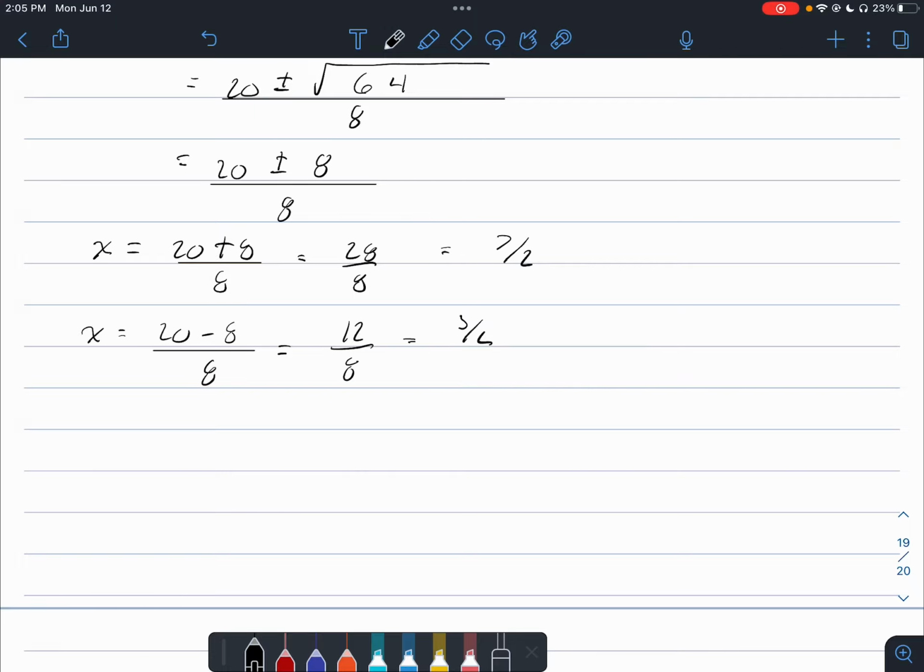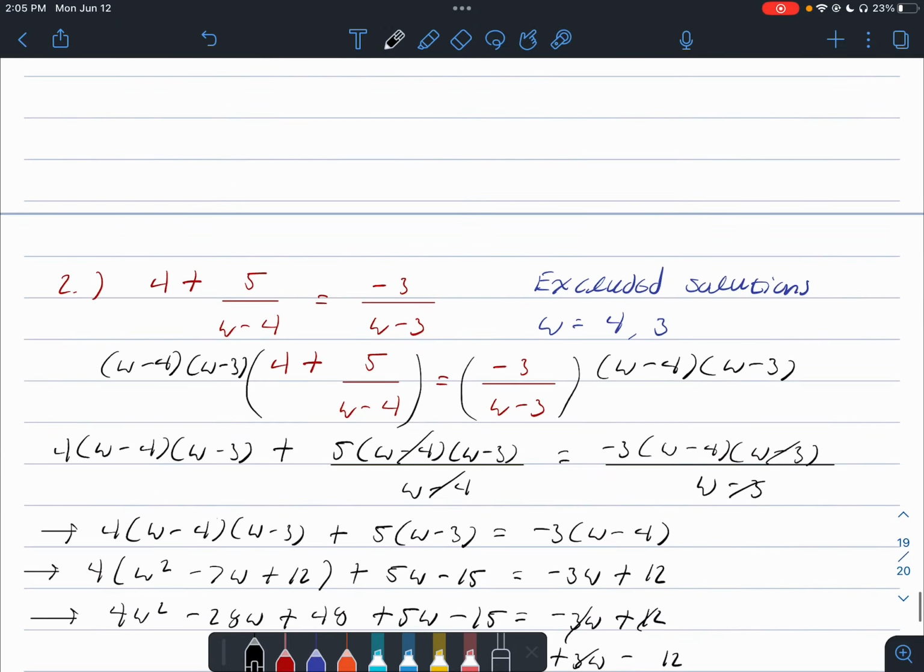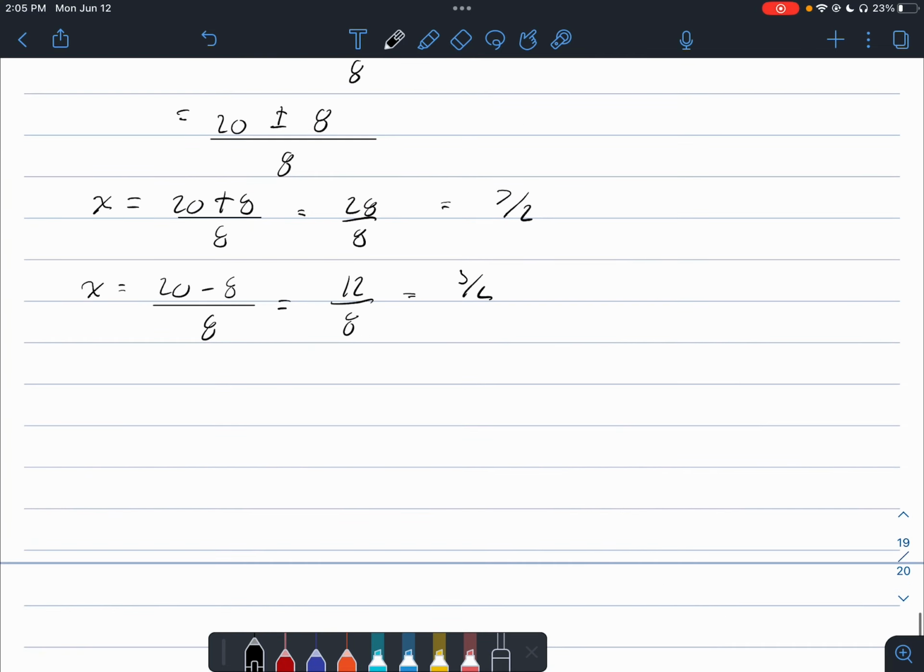So our final answer is 7 over 2 or 3 over 2, and that didn't conflict with any of our excluded values, so we know that these are 2 possible solutions.